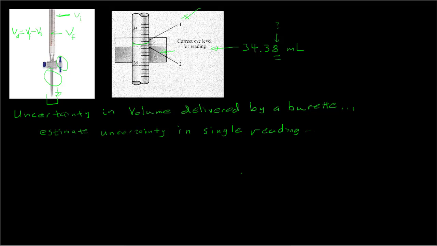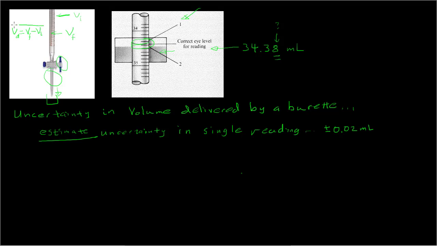How wrong could we be, do we guess? Well, maybe it's as high as 34.34, right? Maybe it's right on this line, but it doesn't look like it's quite there. And maybe it's as small as 34.36, which would make it look more like it's halfway in between these two lines, but I don't think it's quite that far. So I'm just going to estimate that our absolute uncertainty is plus or minus 0.02 milliliters. That's just based on how far off I think I could be in recording this particular value. And it's just an estimate, so that's okay.